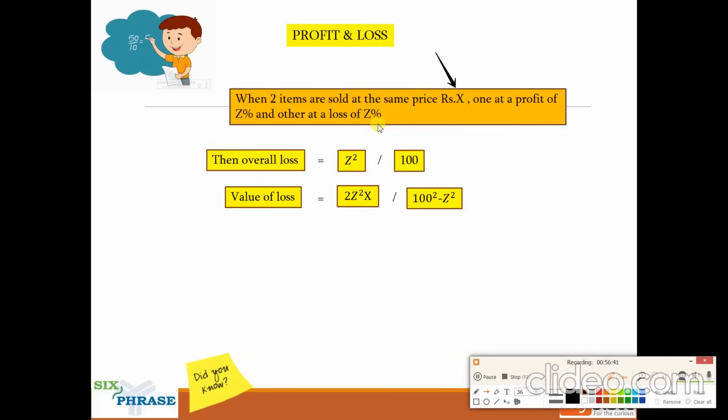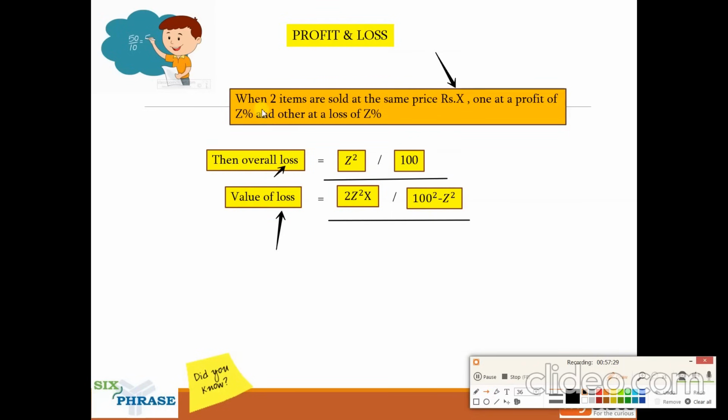Now always in this type of transaction, you have to understand that the loss percentage and profit percentage are the same. The selling price is also the same, so then we can use this formula. The first one is to find the percentage loss. This is to find the value of the loss, the actual amount being lost. But one thing is sure, that we are getting a loss. In this type of transaction, we are surely getting a loss.